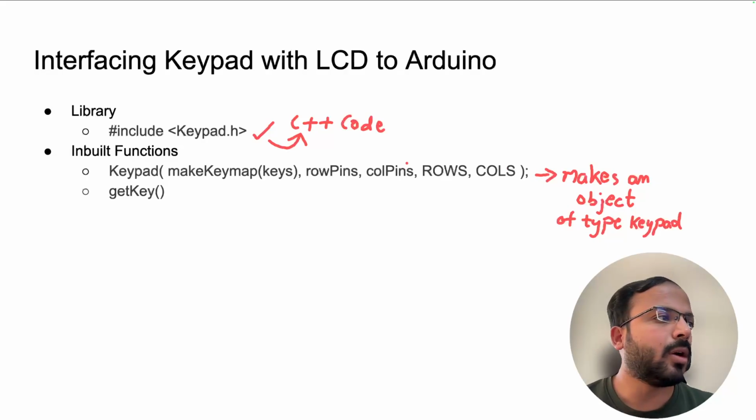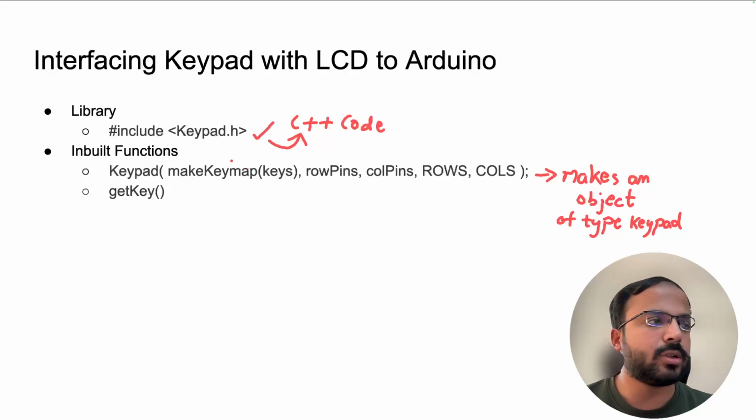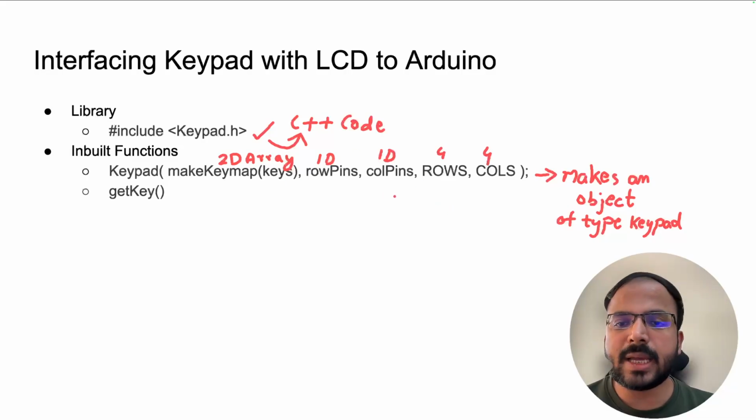Now, what are the parameters which are passed? Make key map: we will declare an array, and this will give the key mapping of how the keys are placed. I'll show that in the code. This is your 2D array of how the keys are placed. Then the row pins, which is a 1D array, and the column pins, which is also a 1D array. And how many rows? 4. And how many columns are there? This is what we enter to make an object of keypad type, as we made an object of LCD type in the last session.